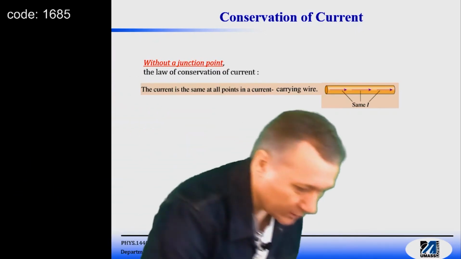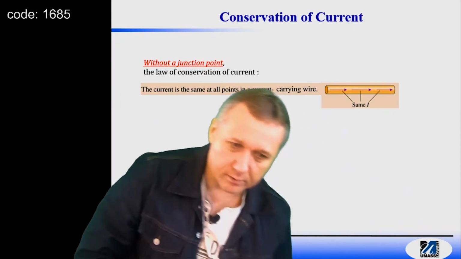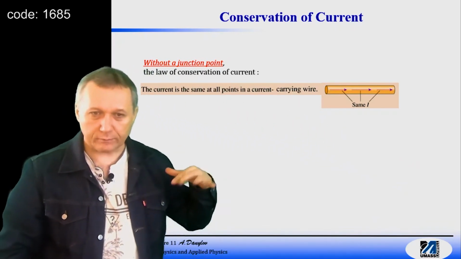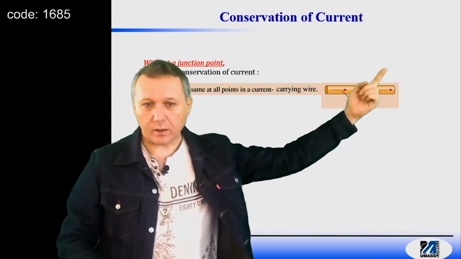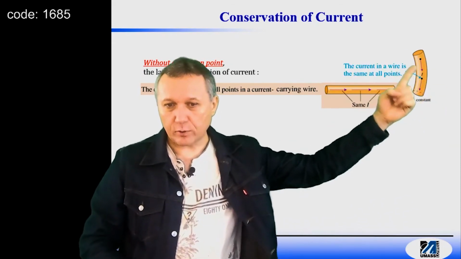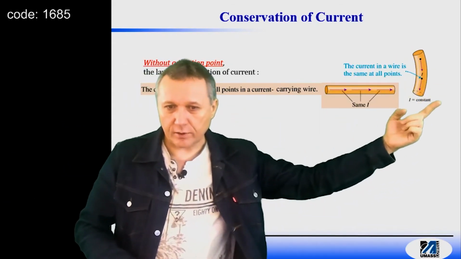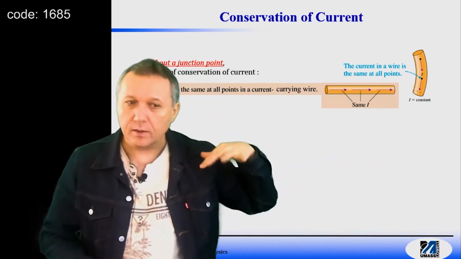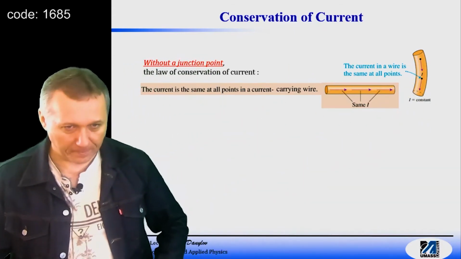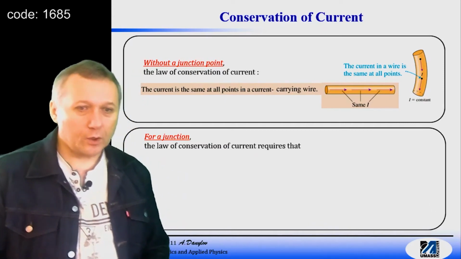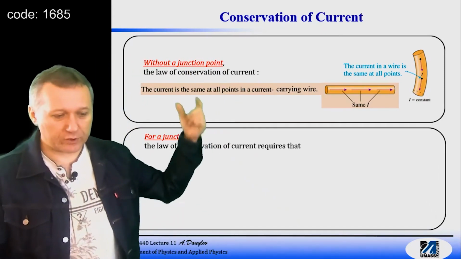I will emphasize that many times, right? So if you don't have junction points, current is the same. Or for example, if your wire is curved, again, it doesn't matter which cross-sectional area you pick to measure current, current will be the same. Right? Okay, so that's if you don't have a junction point.